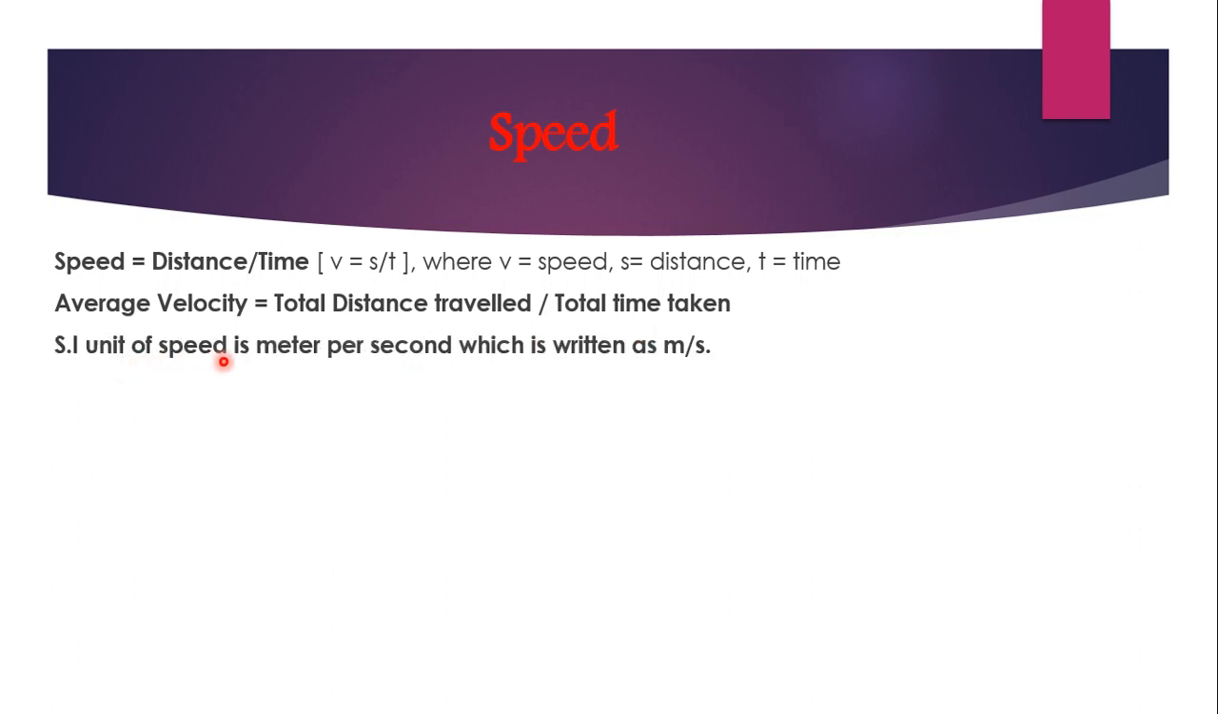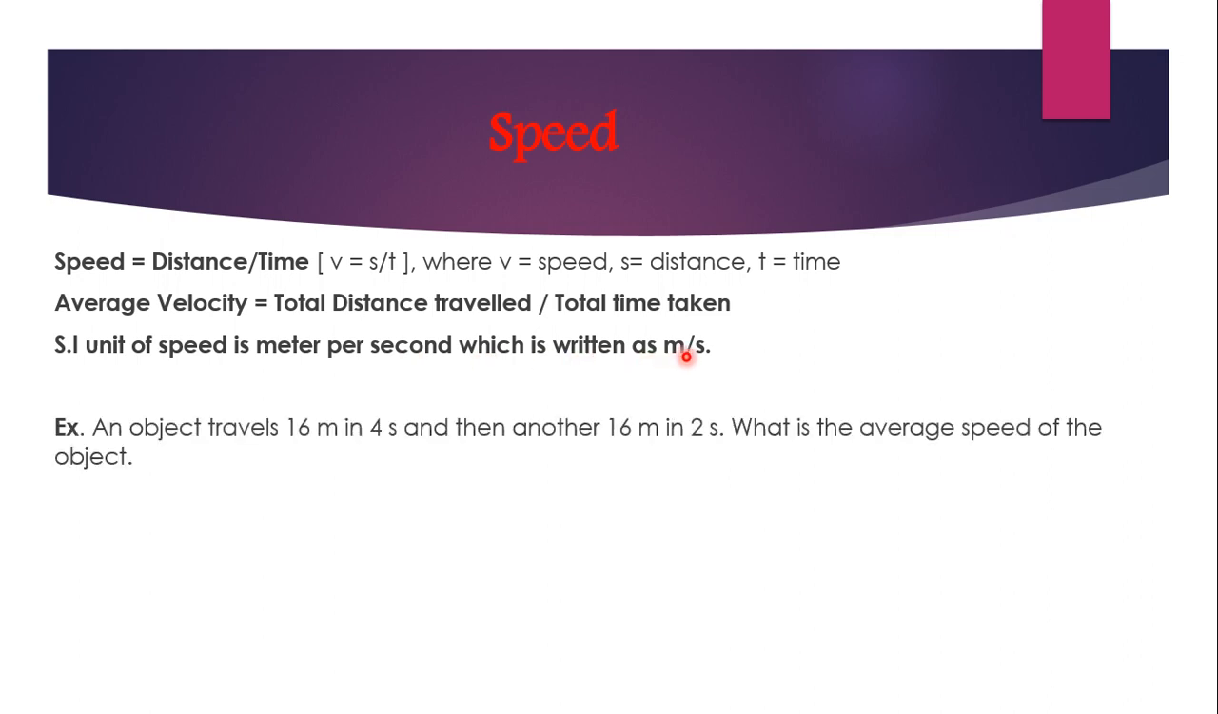The SI unit of speed is meter per second. When we calculate speed, we have to write speed using a unit. So the SI unit for speed will be meter per second.